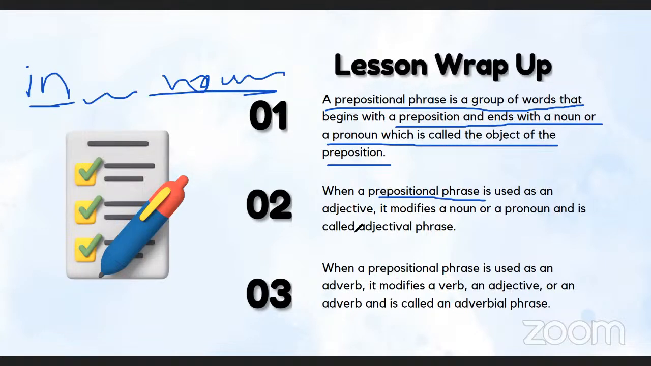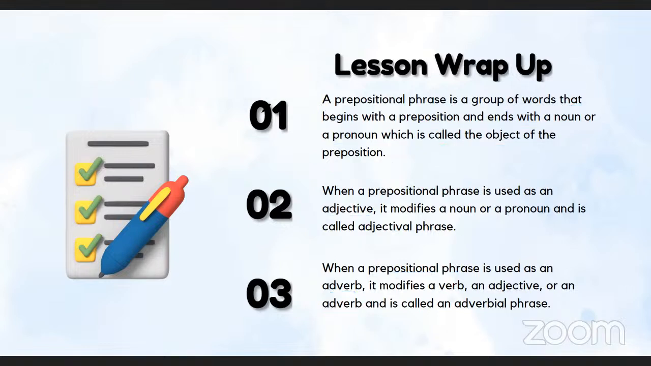A prepositional phrase is used as an adjective. It modifies a noun or pronoun and is called an adjectival phrase. When a prepositional phrase is used as an adverb, it modifies a verb, an adjective, or another adverb and is called an adverbial phrase. This was all about prepositional phrases, adjectival phrases, and adverbial phrases. Noun phrases are different, which I have told you in the beginning. I think I haven't written the verb phrases, right?